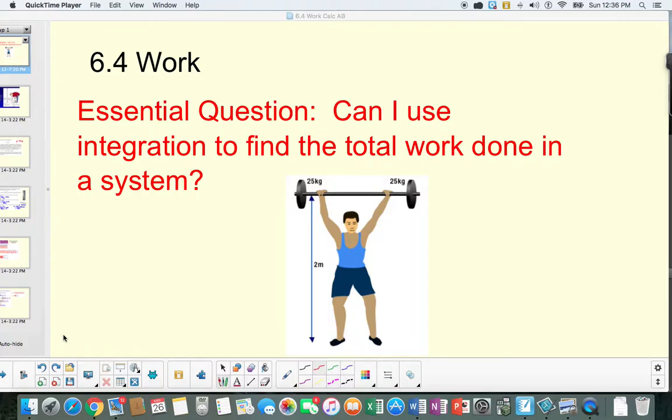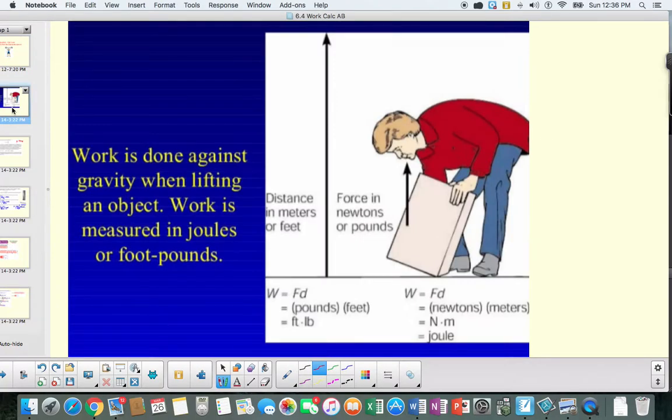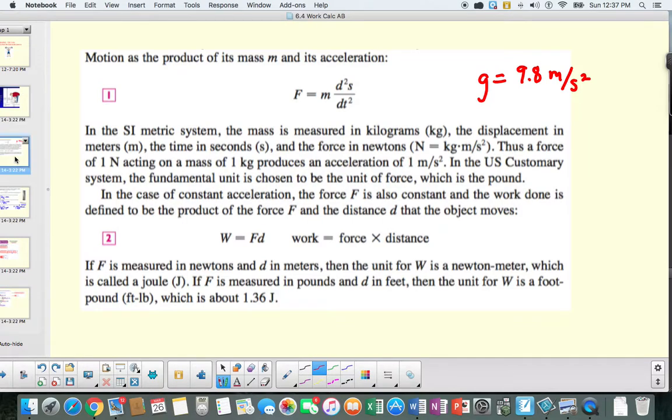6.4 Essential question: Can I use integration to find the total work done in a system? Work is done against gravity when lifting an object. When you lift it in feet and the force is in pounds, work is feet times pounds, or foot-pounds. When the distance is in meters and your force is in newtons, that's newtons times meters, and the unit of work is called the joule.